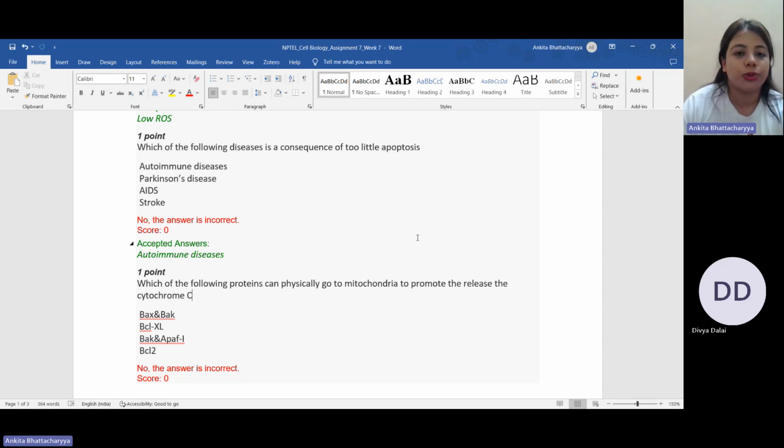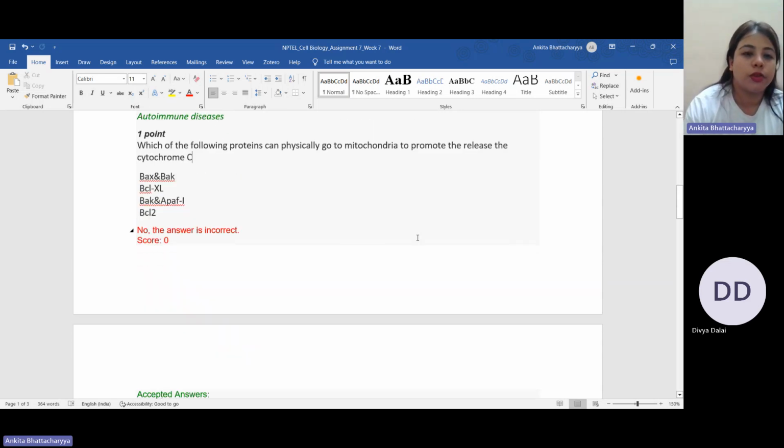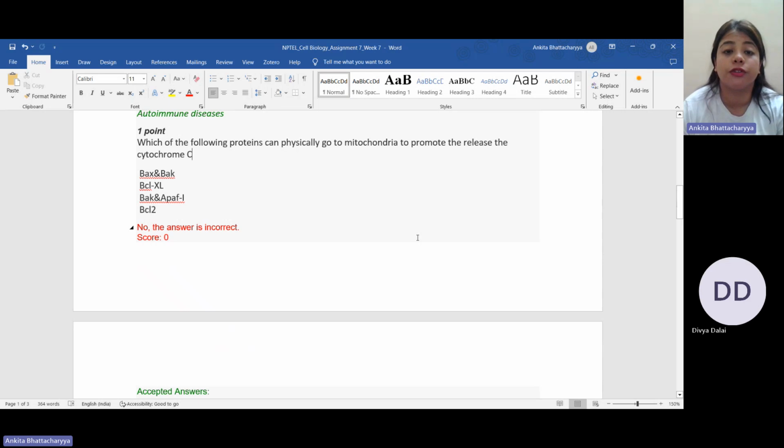But yeah, let us go through the options anyway. We have autoimmune diseases, Parkinson's disease, AIDS, and stroke. Among these, autoimmune diseases have actually been seen, when sublethal or very minimal apoptosis occurs, to trigger autoimmunity in patients.